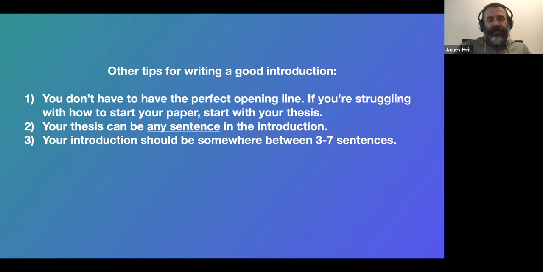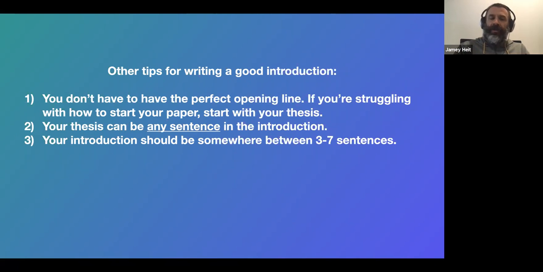Along those lines, your thesis could be any sentence in the introduction. Again, it doesn't have to exist in a specific place. What the thesis needs to do is answer the question and provide the key reasons for that thesis statement. You can put it wherever you want and then mold your background information around the thesis statement to draw your reader in and set up your conversation.